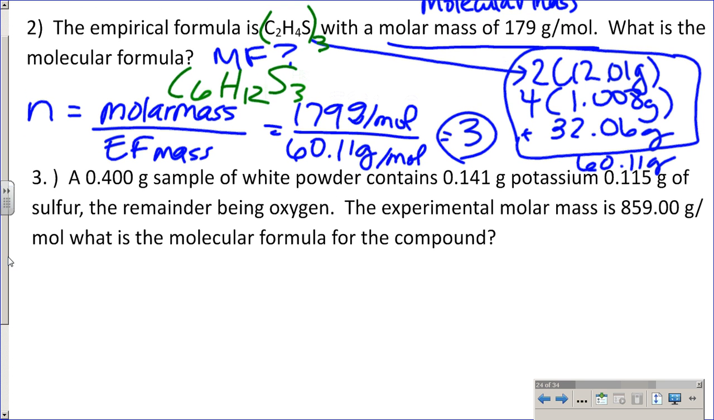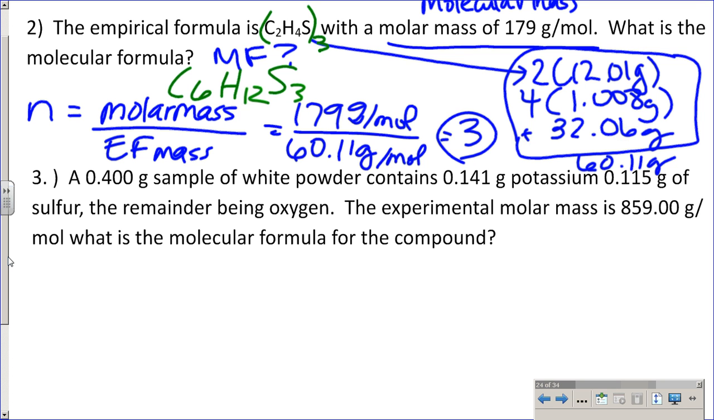Next one, big dog. Here we go. So we've got a lot of information given here. So we're starting from scratch. We have to find the empirical formula for this one, and then we're going to find the molecular formula. So we got to get the baby workings first from step 1 through 3. All right, so we have a 0.400 gram sample of white powder that contains 0.14 grams of potassium.